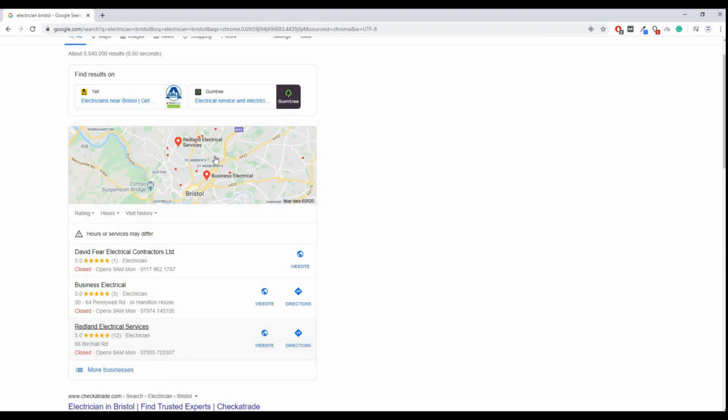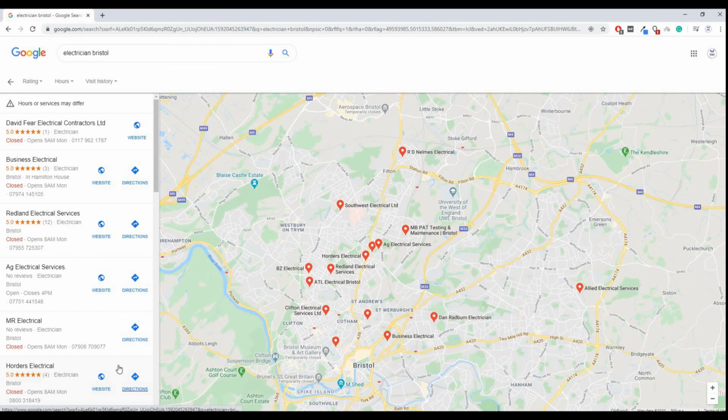Now, if we were to go up to the top, we can see my actual address is around about at the top there, and it's still showing me places like Business Electrical, which is actually all the way on the other side of town. That's around about a 20-minute drive from where I currently am based. So distance is a factor, but it's not the be-all and end-all, and this is where we can optimize our listing.